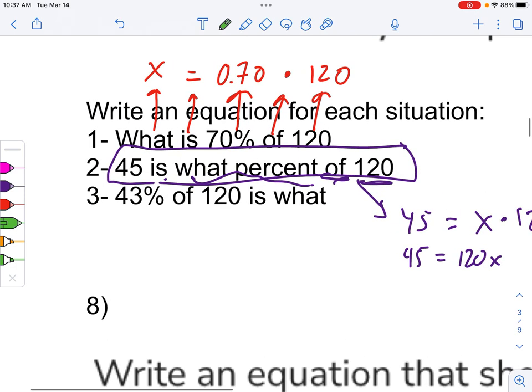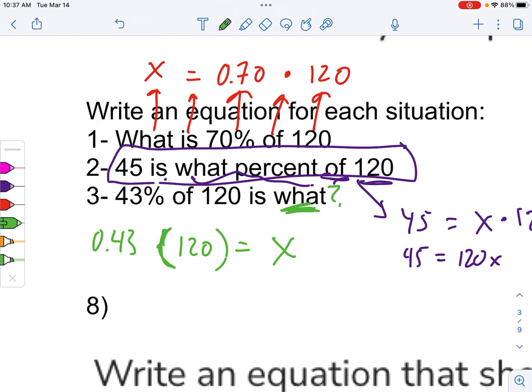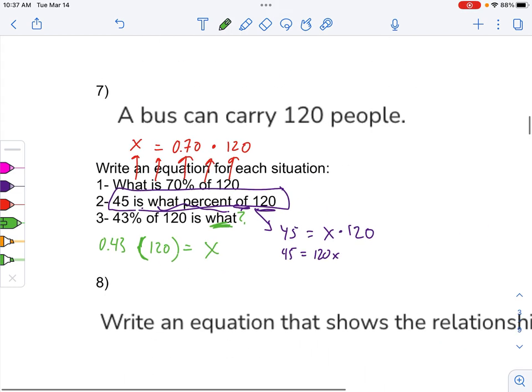All right, let's do the last one. I'm literally going to take it and rewrite it as is, and it's going to form my equation. So 43%, turn it into a decimal, of, multiplying, 120 is an equal sign. What? I don't know. Let's give it a variable. I'm going to give it an x. There's my equation. I could use a dot. I could use the parenthesis. I do need to use something, though. Now, you got this. Just keep practicing those.